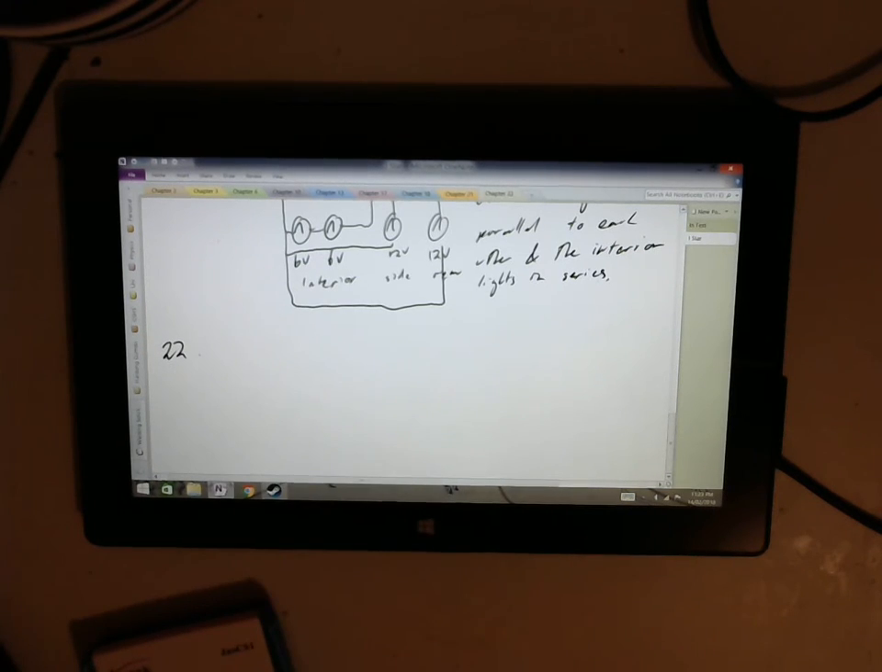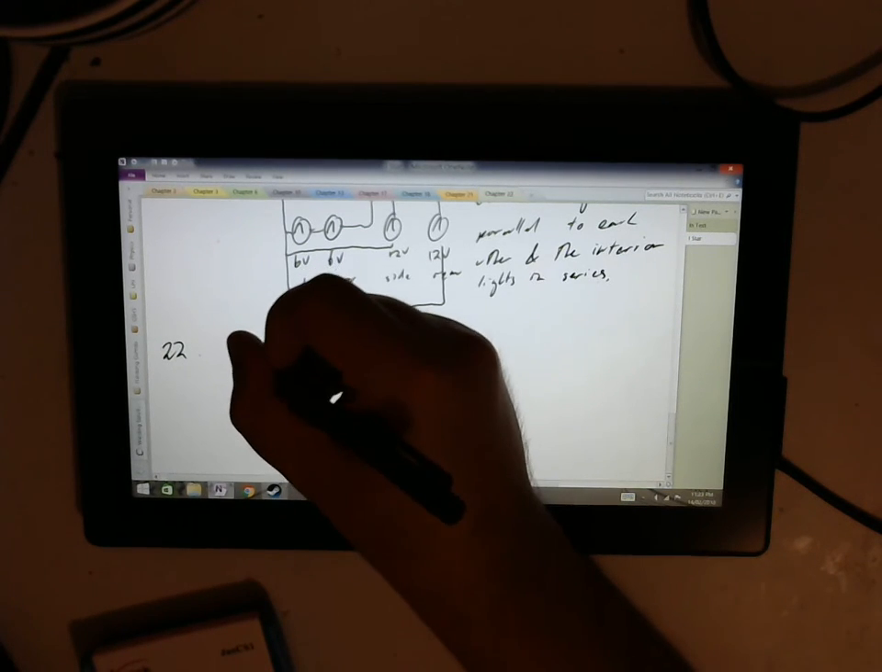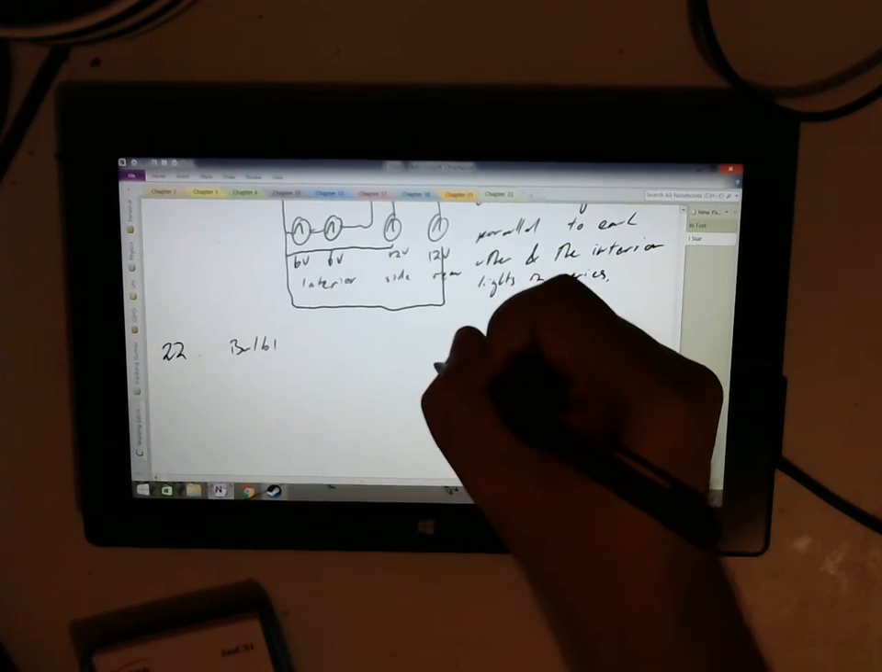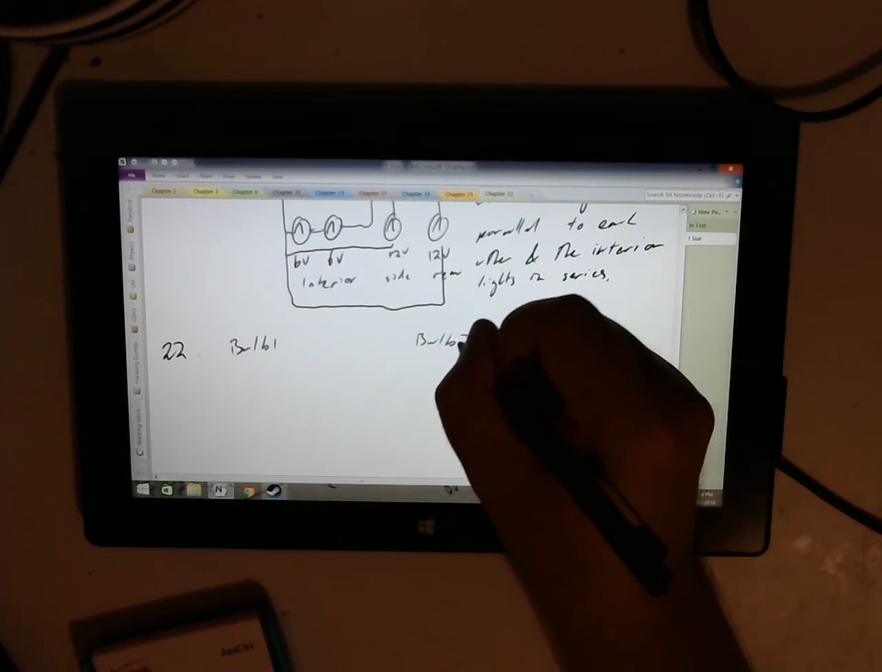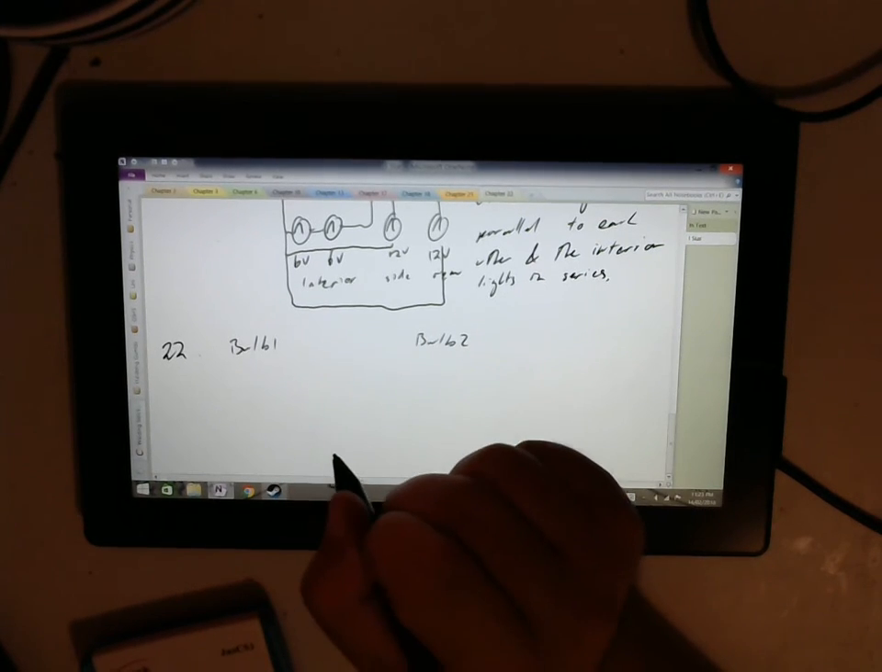Okay, 22. How does the resistance of a 60 watt 240 volt light bulb compare with that of a 25 watt 240 volt light bulb, which has the thicker bulb filament? So two things there. Let's ignore that second sentence and just look at the first. So we have two bulbs. Let's call them bulb 1 and bulb 2. You can call them B1 and B2 if you really want to.